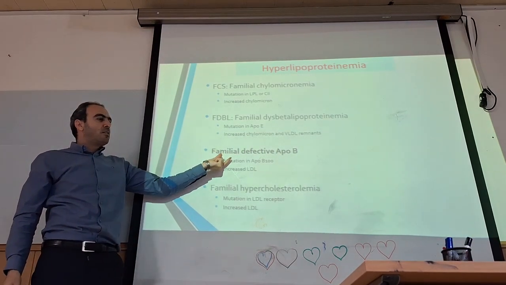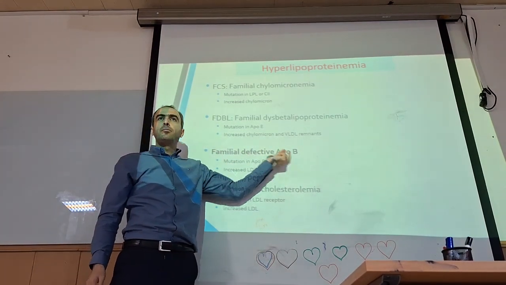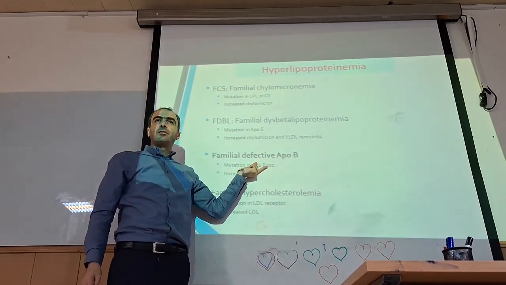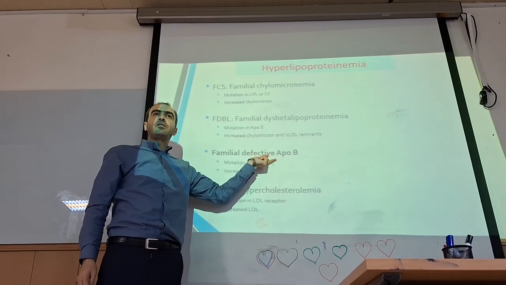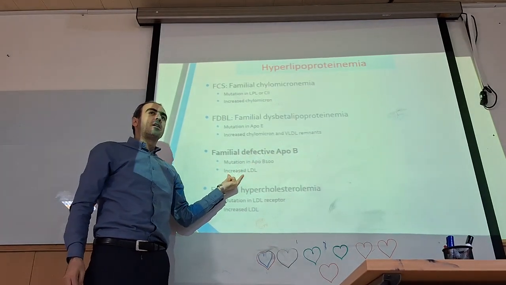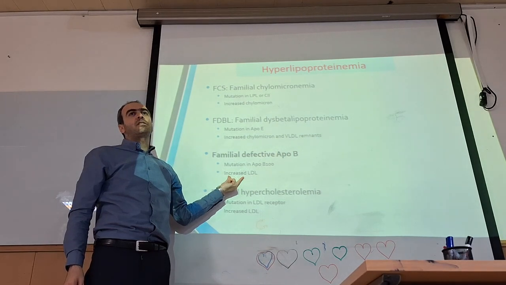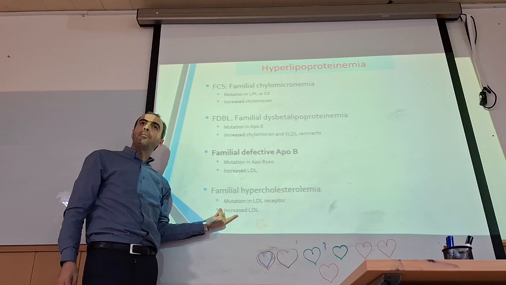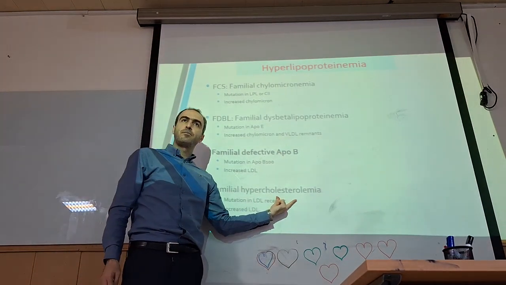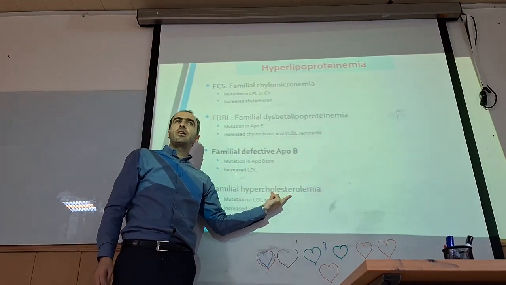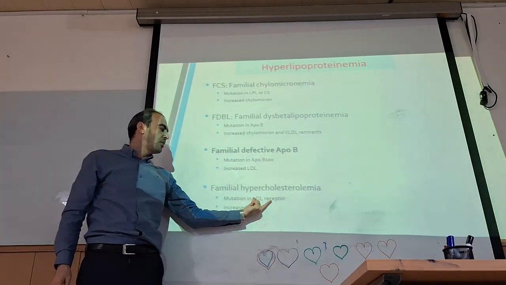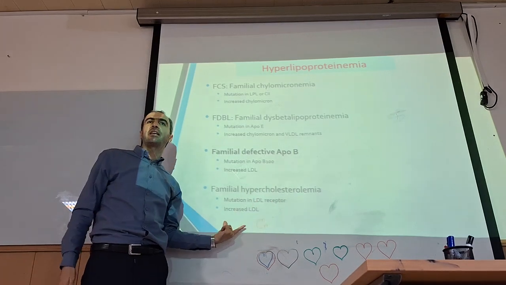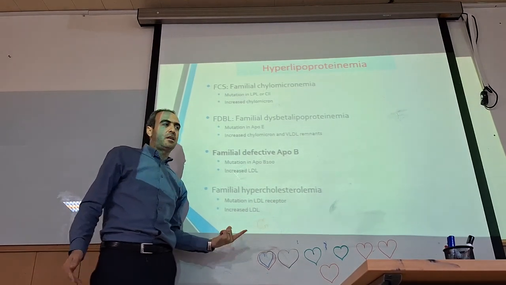We have familial defective ApoB, a mutation in ApoB100. When we have a mutation in B100, we have an increase in LDL. And also we have familial hypercholesterolemia, which is due to a mutation in the LDL receptor. Because we have a mutation in the LDL receptor, again we have an increase in LDL.